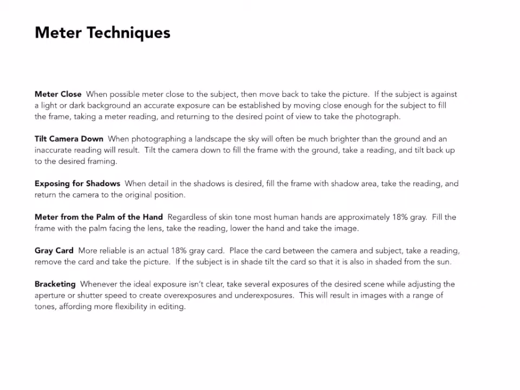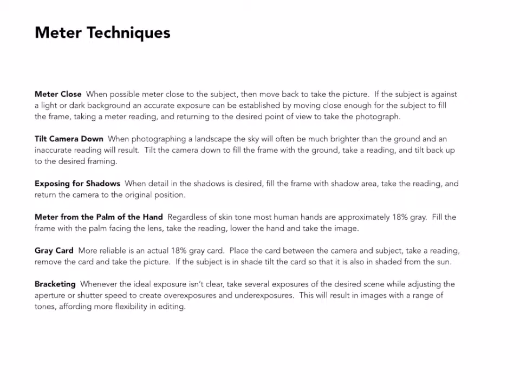There are also gray cards. More reliable than your hand is an actual 18% gray card. Place the card between the camera and subject, take a reading, remove the card, and take the picture. If the subject is in shade, tilt the card so that it is also in shade from the sun.